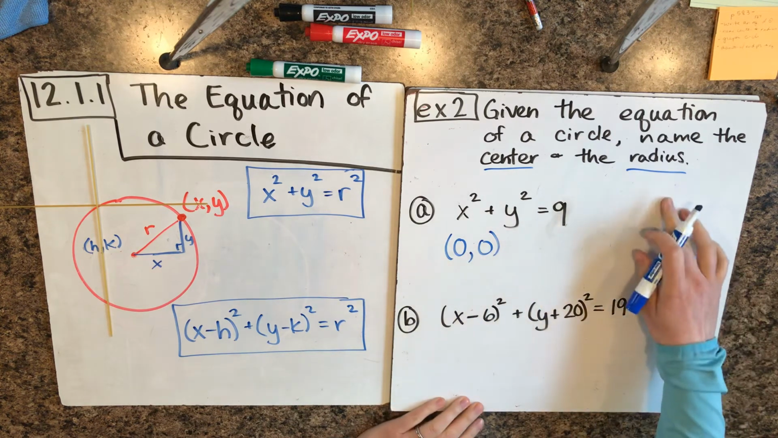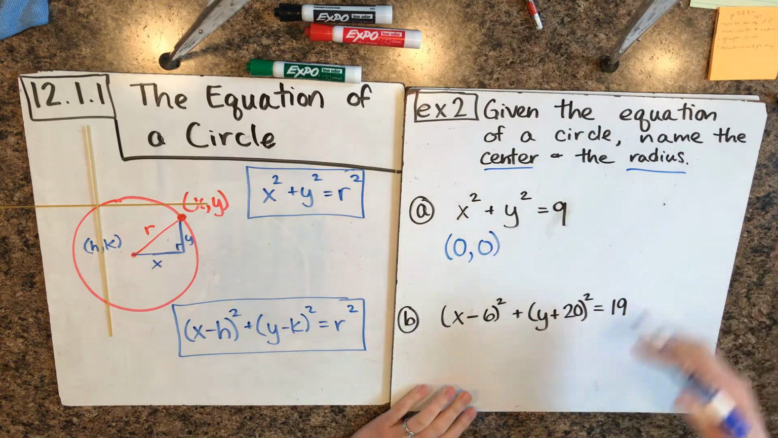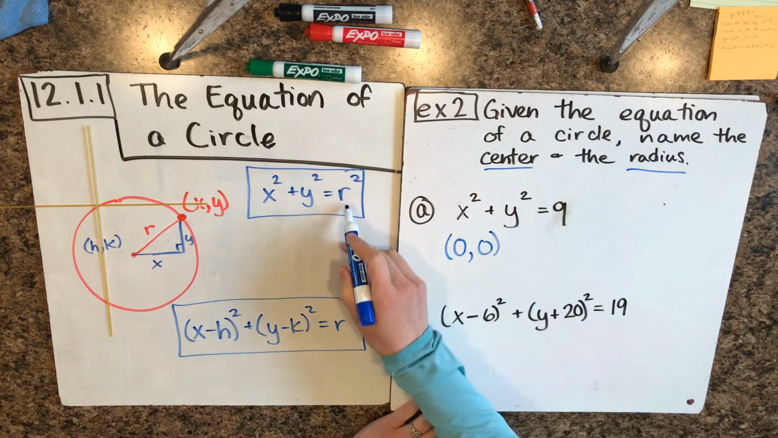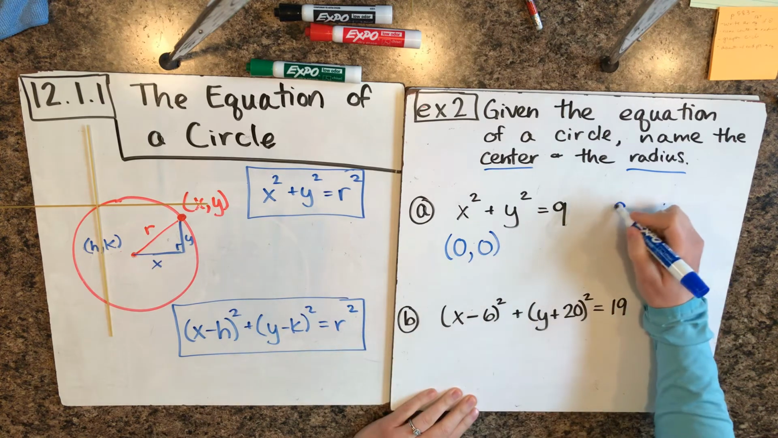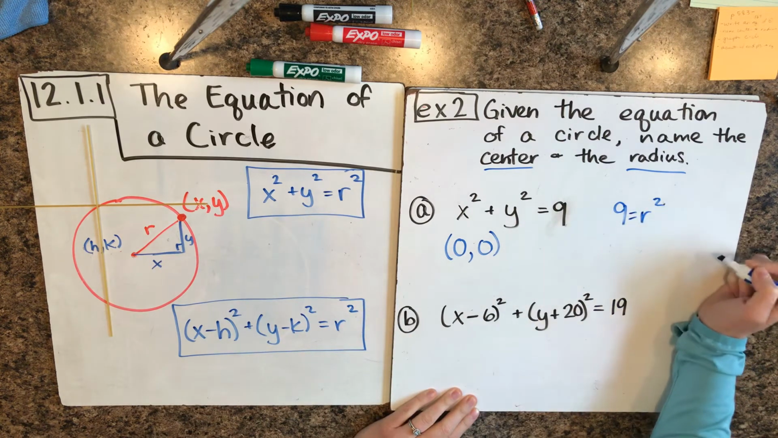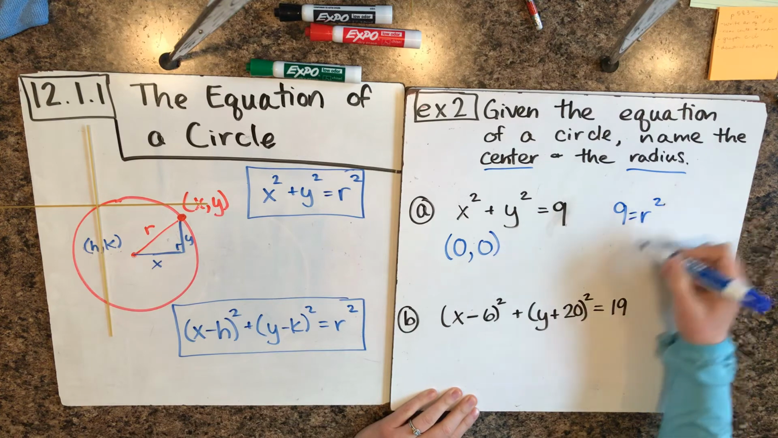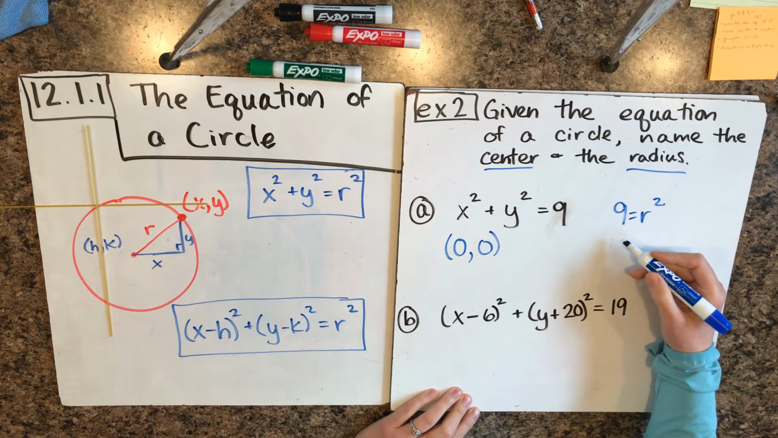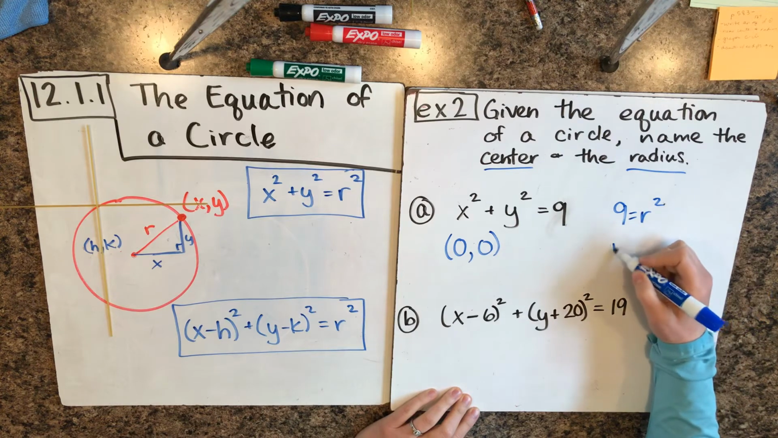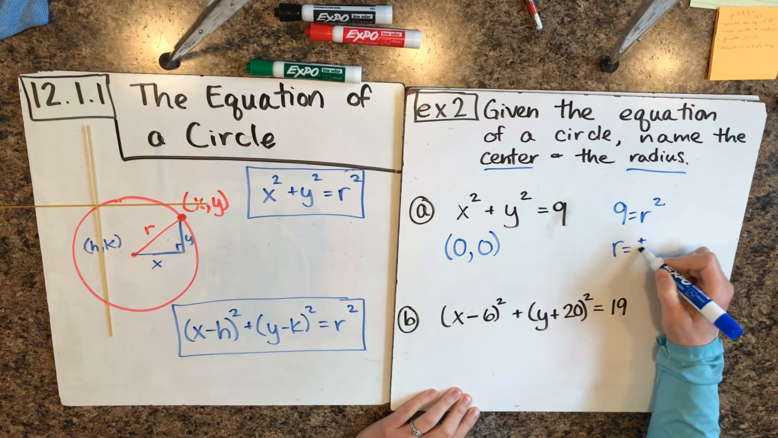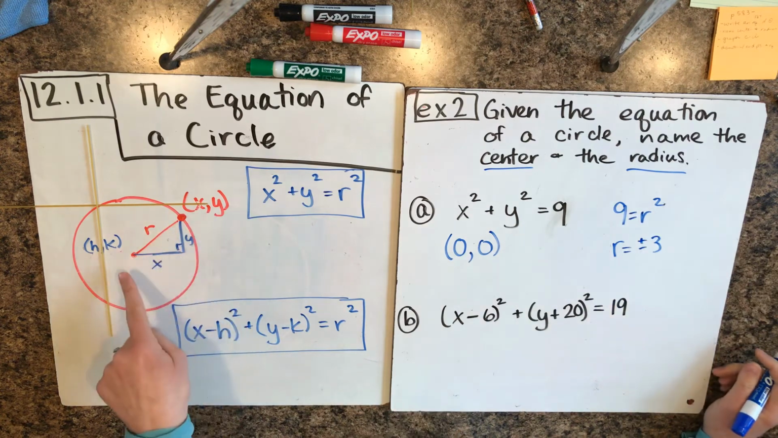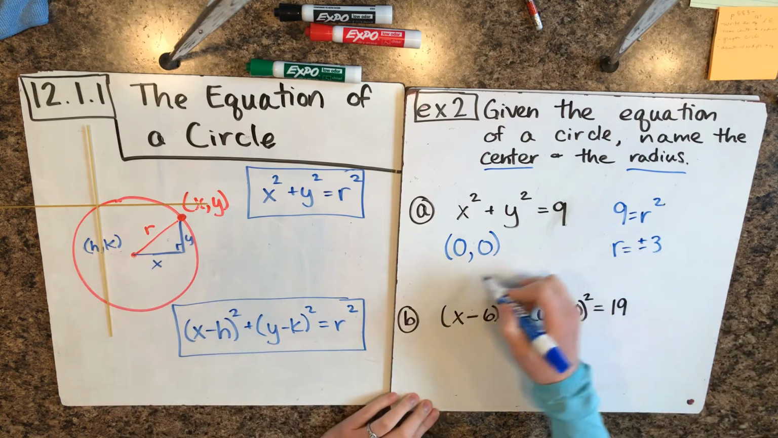Now, here's a thing where a lot of students just mix this up because they're going too fast. Remember that this thing at the end represents r squared. So I want to write 9 equals r squared, and I want to find the square root of both sides. Of course, we can do that really quickly. The square root of 9 is 3. Now, technically speaking, when we solve this equation, we should get r equals plus or minus 3, but because we're talking about a distance, we always take the positive value.